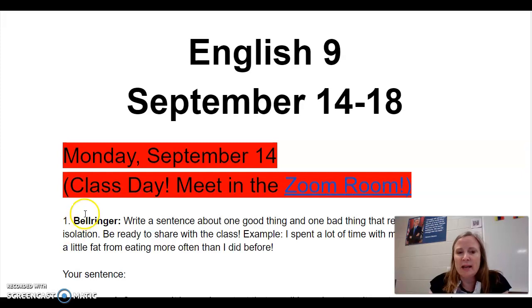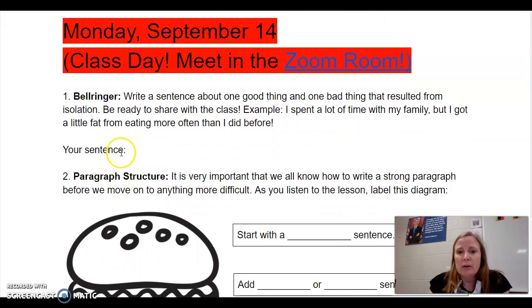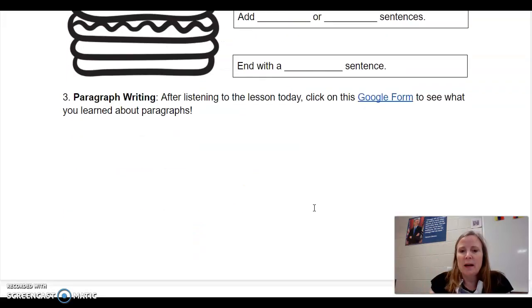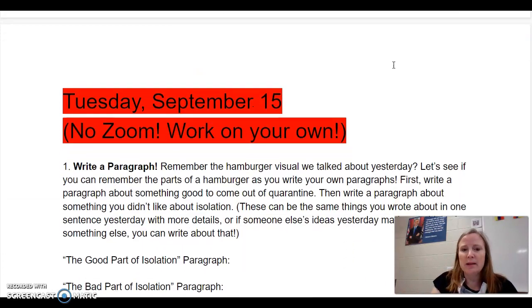So here is what you should have done before tomorrow night when I give you points. On Monday, you wrote a sentence about one good thing and one bad thing from quarantine. And then you should have filled in these sentences where there was a blank. In a blank here, you need to put in what kind of sentence it is. Is it a topic, conclusion, or detail supporting sentence? And then you should have clicked on this Google form to show me if you understand what order sentences go in when you write a paragraph. So that was Monday's work.